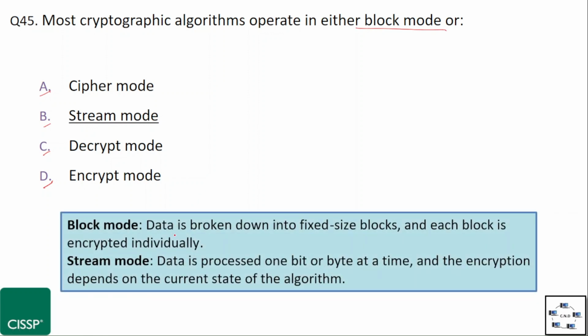The block mode basically means that data is broken down into fixed-size blocks, and each block is encrypted individually, while in stream mode data is processed one bit or byte at a time, and the encryption depends on the current state of the algorithm.